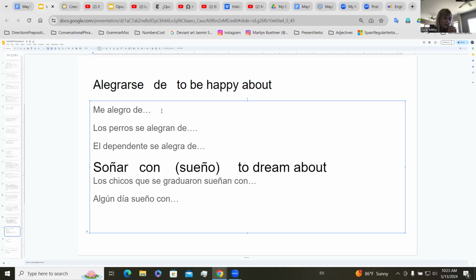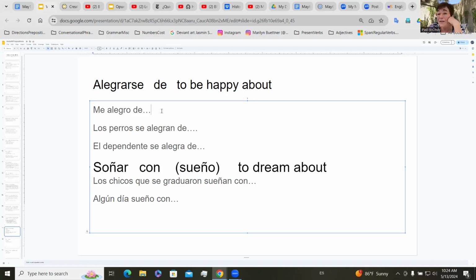No cocinar en el Día de las Madres. Okay. Me alegro de tener el Día de las Madres. I'm happy to have Mother's Day. Sí. Me alegro de celebrar el Día de las Madres. Excelente. Otra idea. Me alegro de jugar al pickleball. I'm happy to play pickleball. Sí, claro.